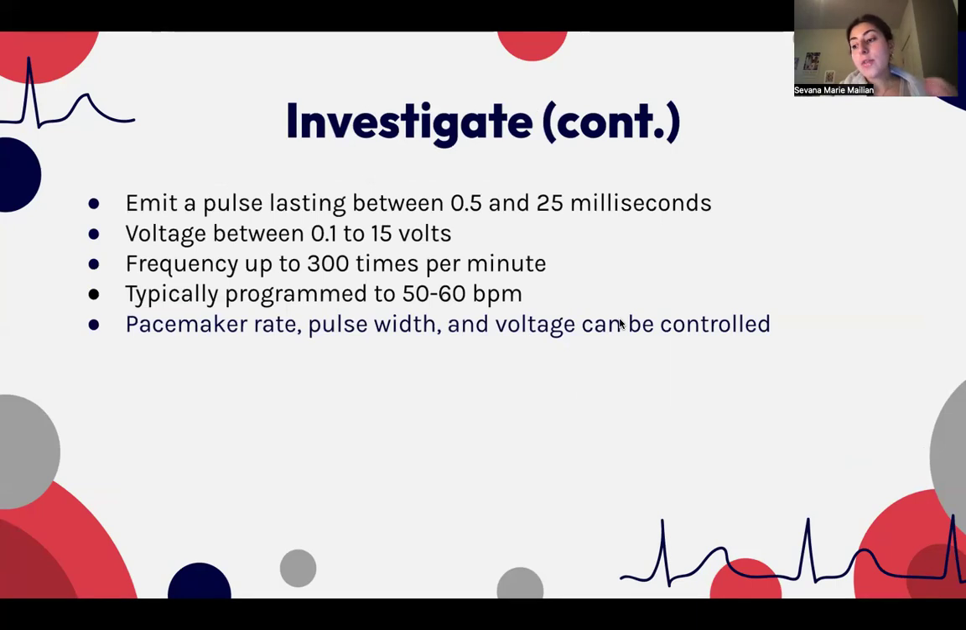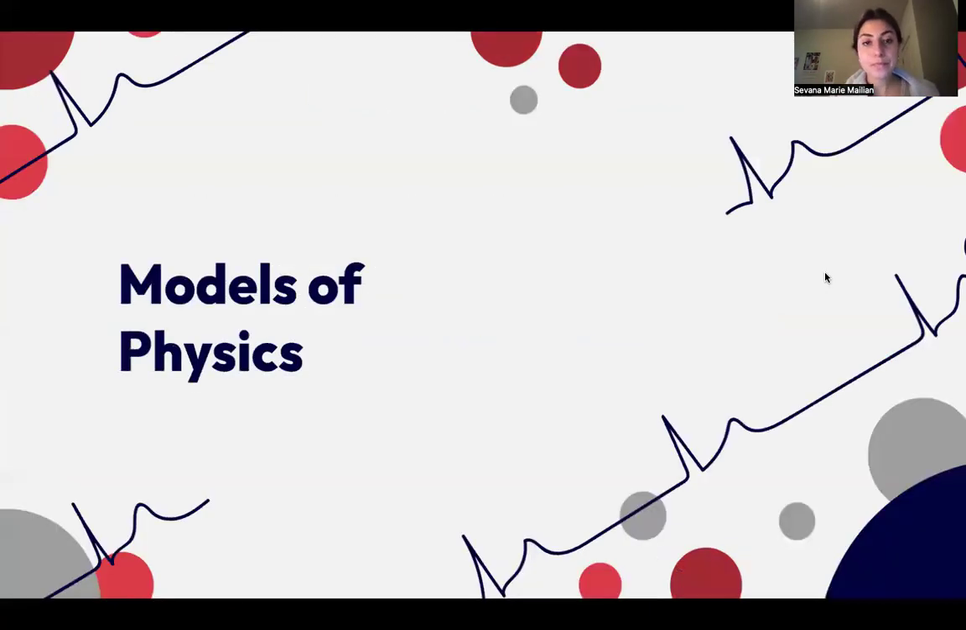So the pacemaker should be capable of outputting an impulse between 0.1 to 15 volts up to 300 times per minute, lasting about 0.5 to 25 milliseconds. And the pacemaker rate, pulse width, and voltage can all be controlled and programmed by a human being.